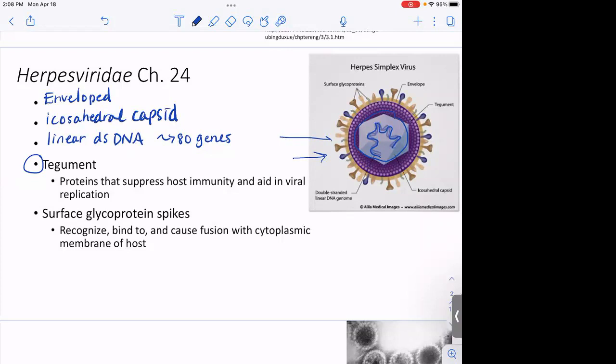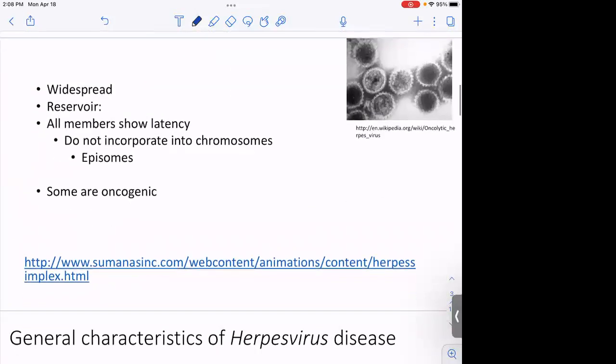And then there are some spikes. We're not going to talk particularly about the spikes or name them for this virus, but they help the virus bind to the correct kind of host cell and fuse with that cytoplasmic membrane. Okay, so still thinking in general about all the herpes viruses, it is one of the most widespread viruses. It's estimated that close to 100% of us have been infected with some kind of herpes virus, most commonly the kind that causes cold sores.